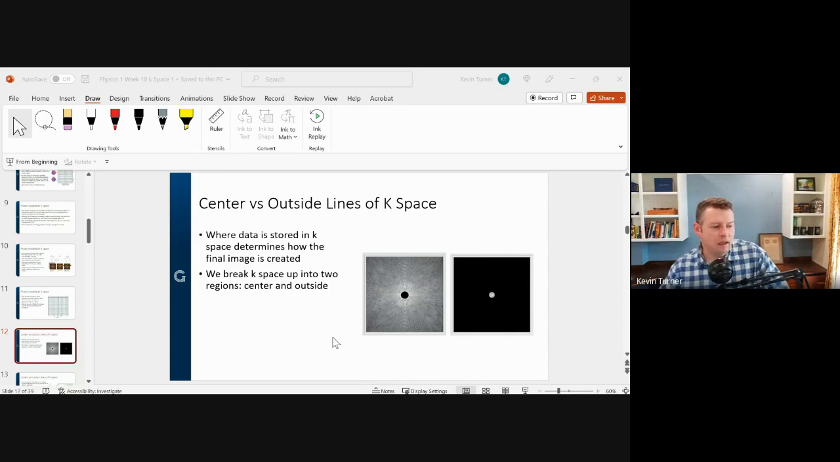All right. So we break K-space up into two areas, the center and the outside of K-space. Understanding how we take advantage of these is going to explain how we collect information for contrast enhanced MRAs. It's going to change how we collect information for fast spin echoes and so on and so forth. So understanding this difference is once again key to understanding how we take advantage of this difference when we're making different types of images.